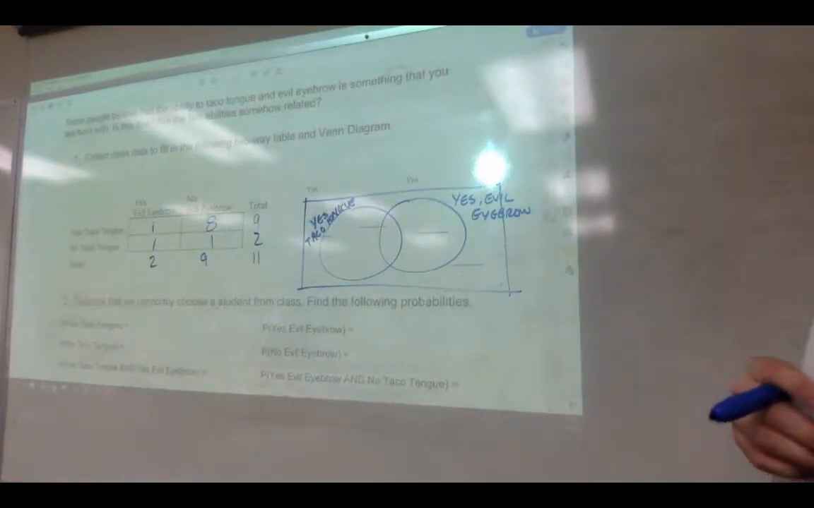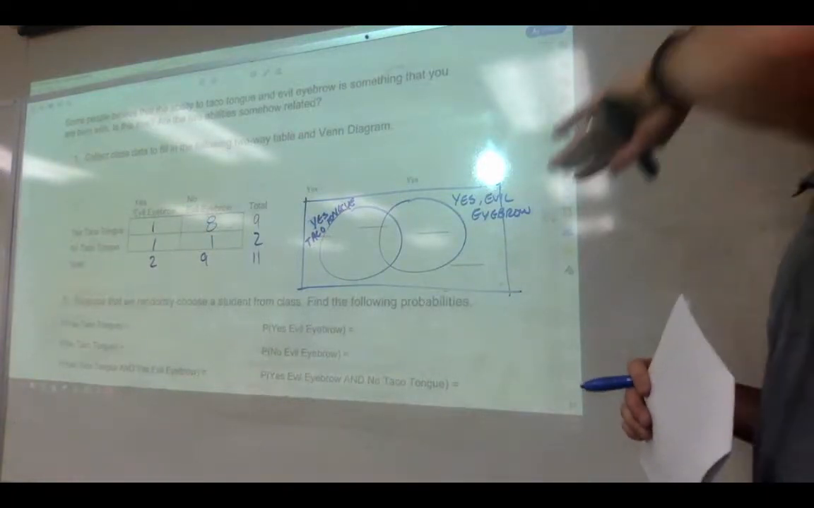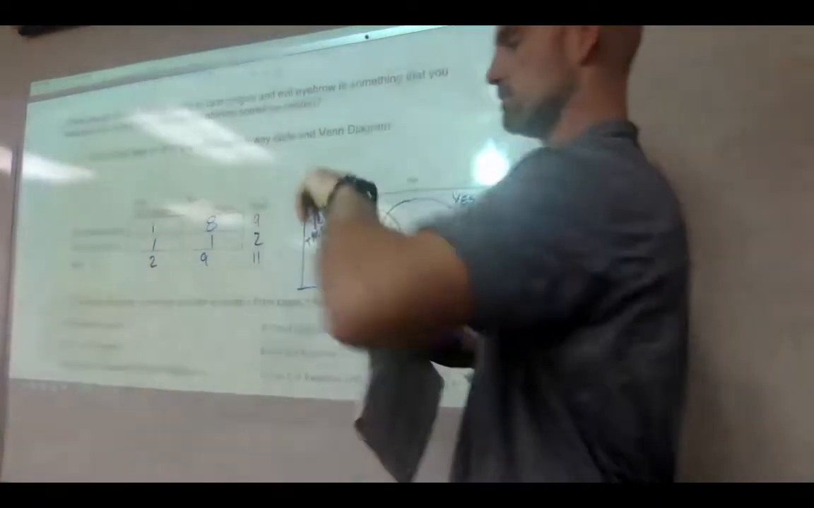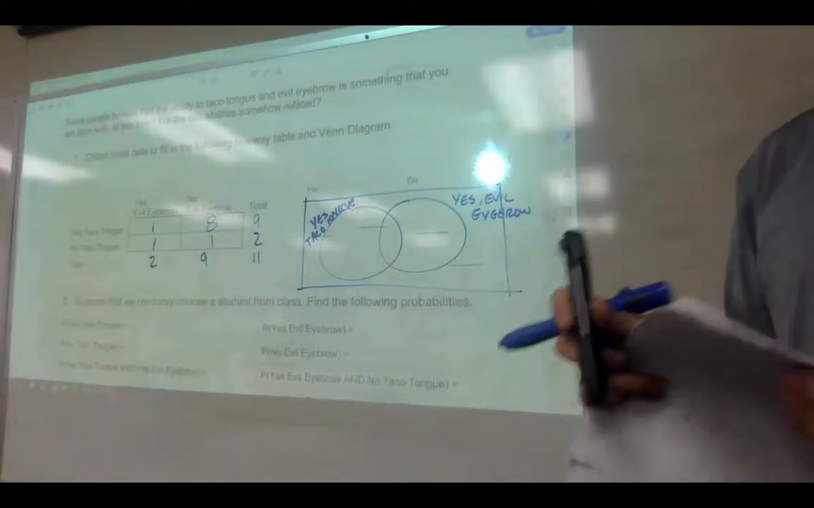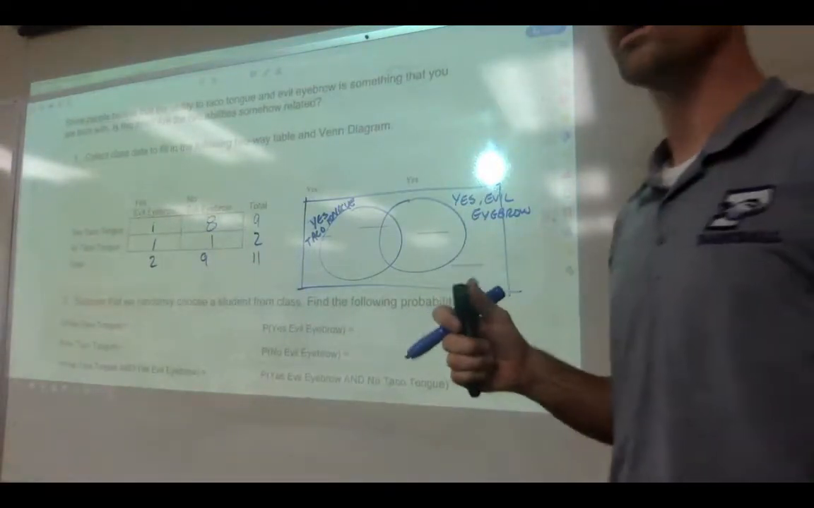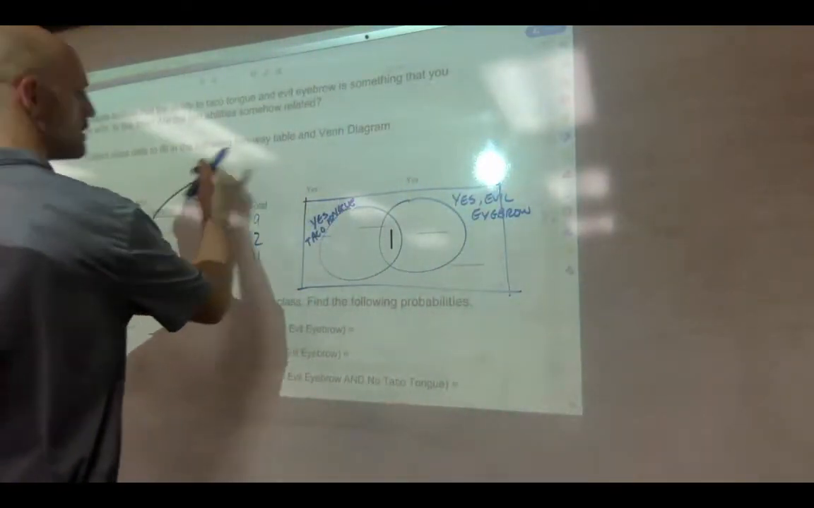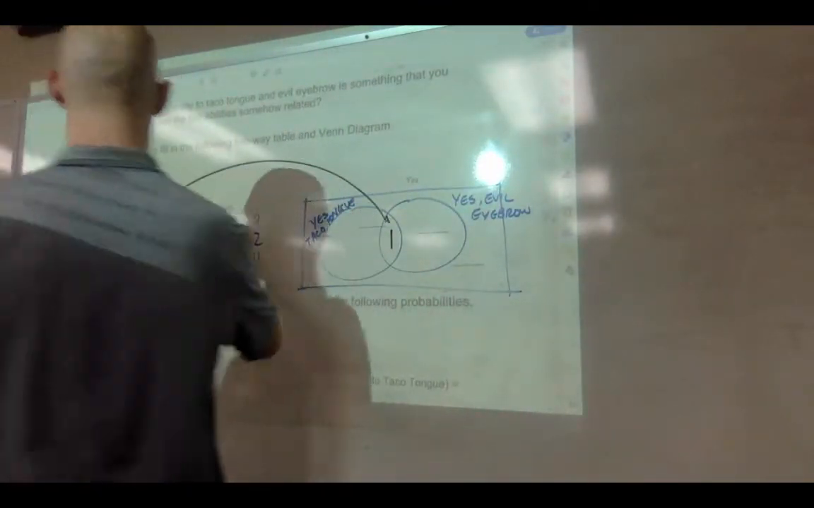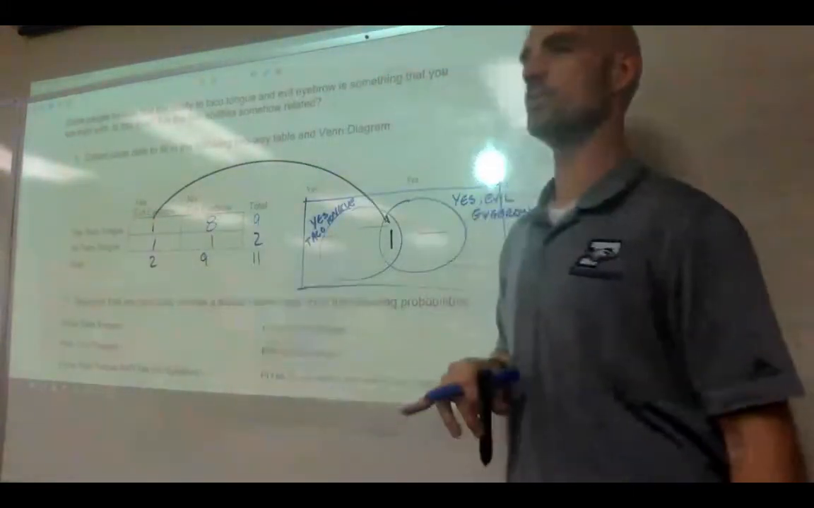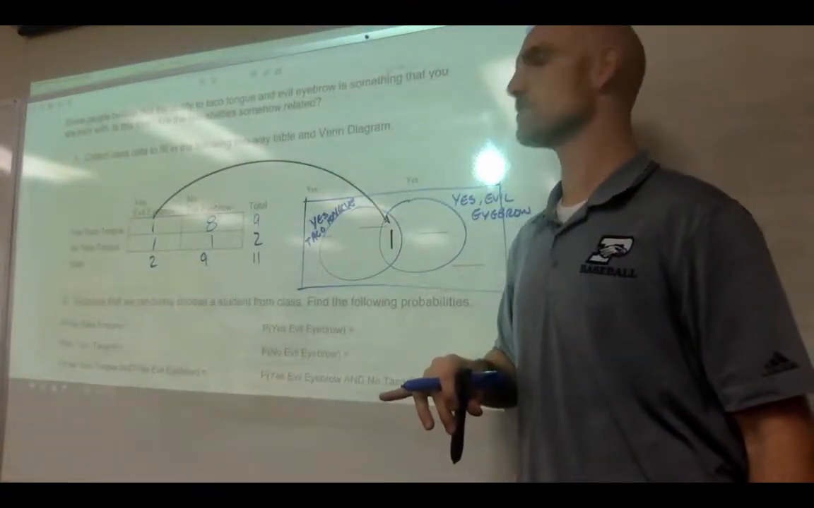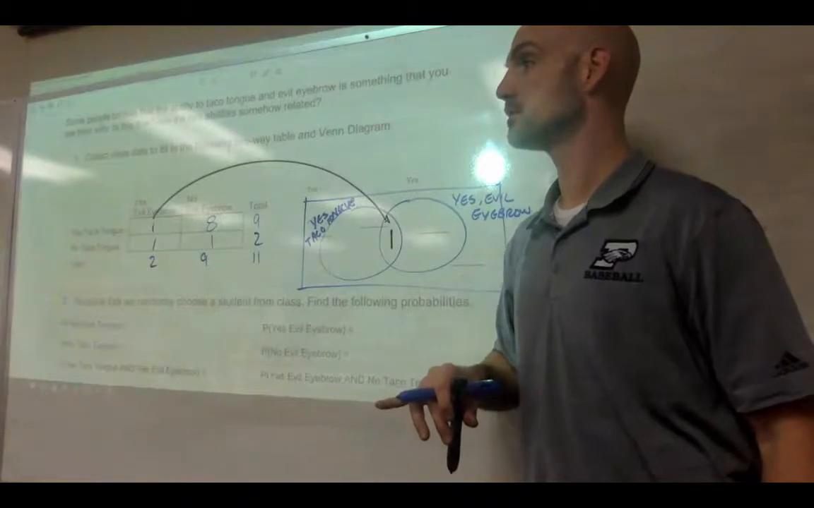So now, where do these pieces go? Let's just think for a second. What goes in the middle? Which of the numbers? 1, right? Because one person can do both. So we're going to draw ourselves an arrow. The top left corner of our two-way table is going to go in the middle. It's shared. Can do both.